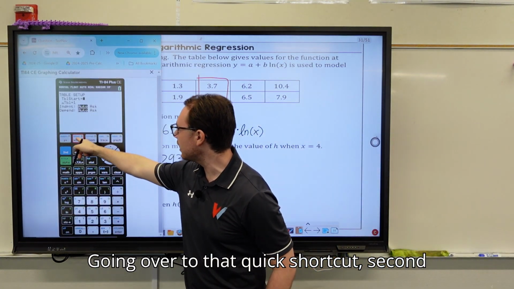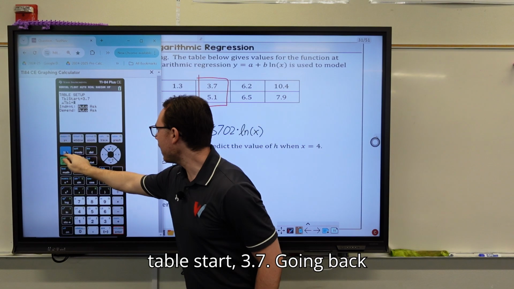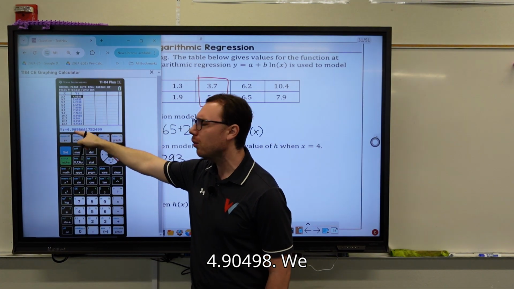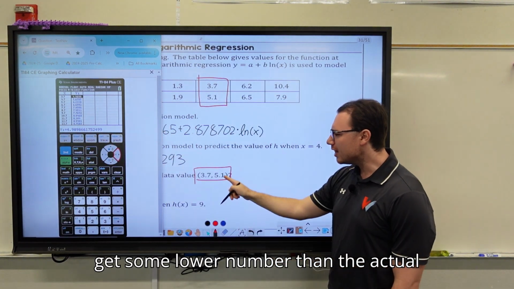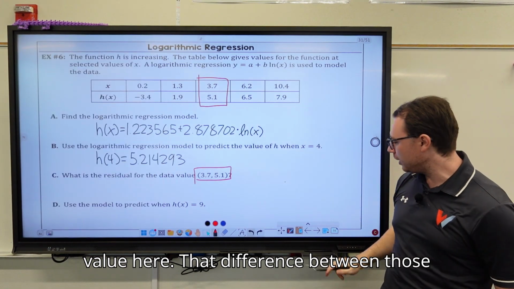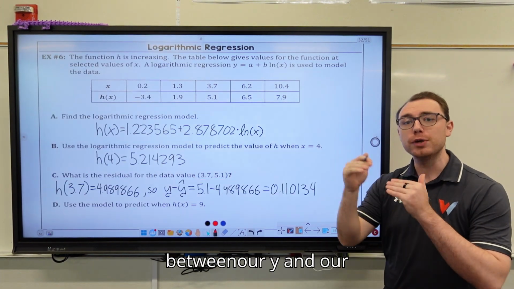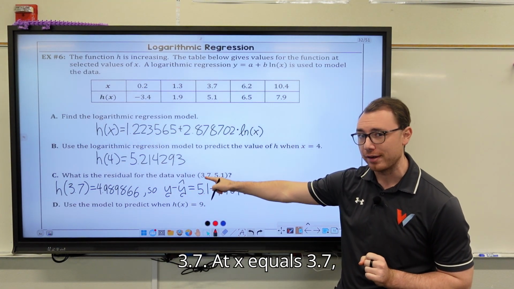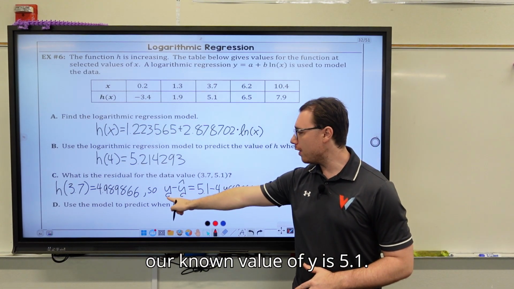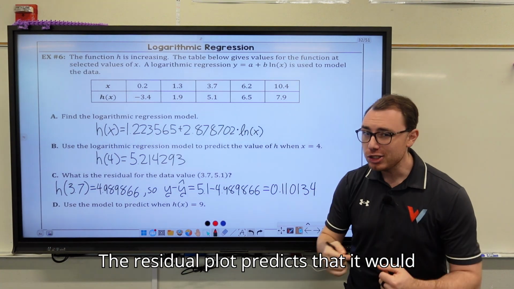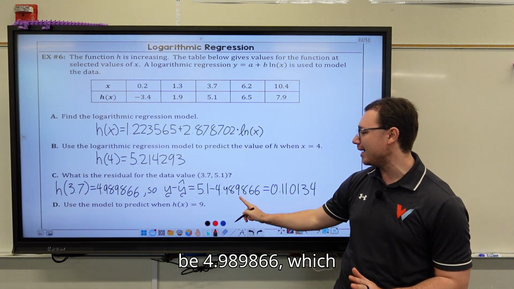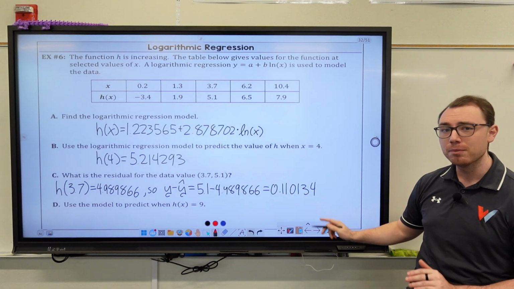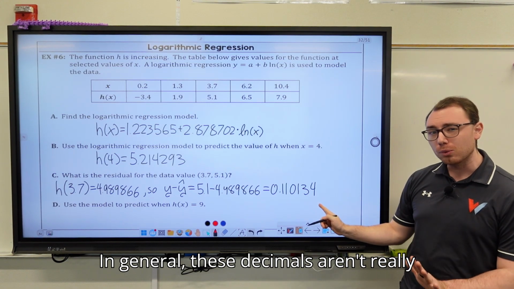Going over to that quick shortcut, second table start, 3.7. Going back over to our table, it gives us a different decimal, 4.90498. We get some lower number than the actual value here. That difference between those values creates some residual between our y and our y hat at specifically x equals 3.7. At x equals 3.7, our known value of y is 5.1. The residual plot predicts that it would be 4.989866, which gives us a residual of 0.110134.